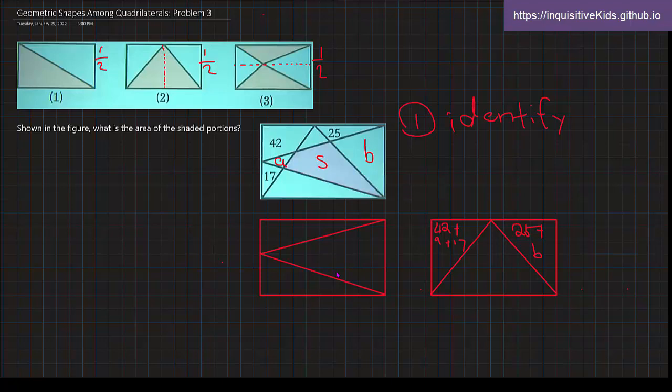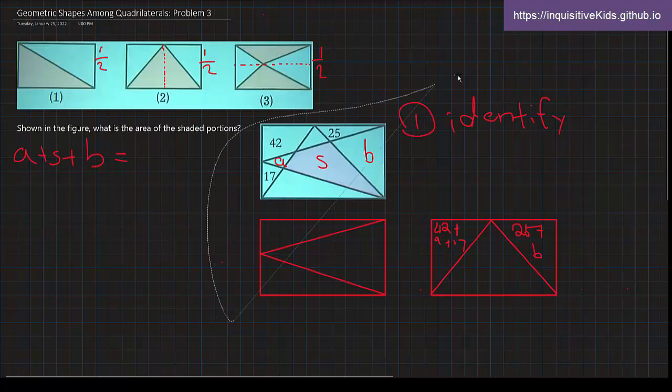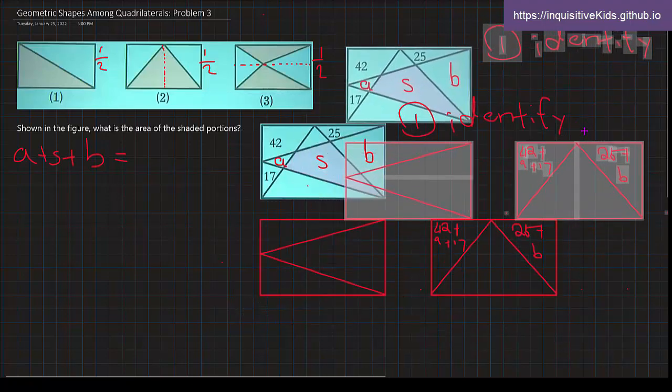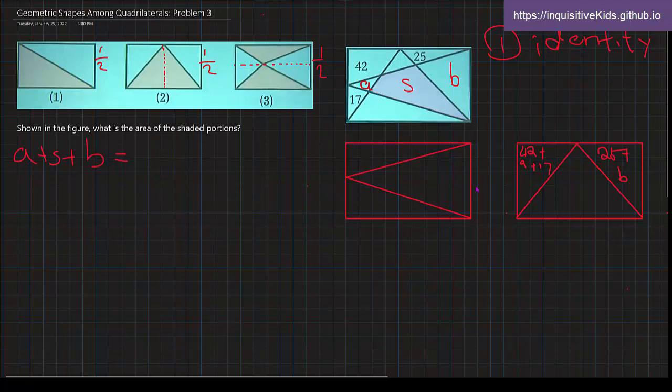I know that there's this shaded portion right here. And what I know is A plus S plus B is the same as all of this. All of this is the same as 42 plus A plus 17 plus 25 plus B.